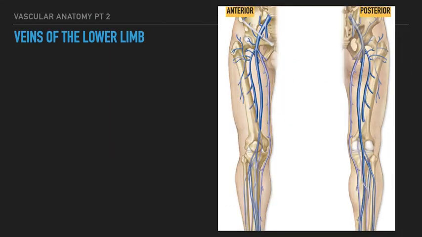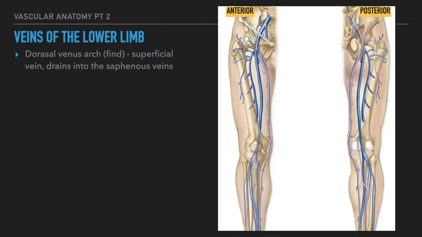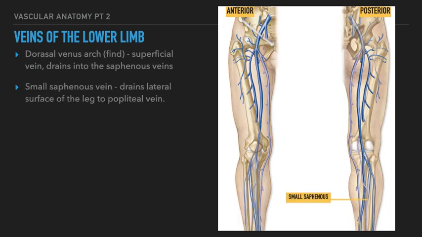All right, so now I want to describe the return of the blood starting in the lower limb with the dorsal venous arch of the foot, which is shown here. It's usually fairly easy to see if the patient is barefoot. It will drain into the saphenous veins. So the small saphenous vein, or short or lesser saphenous vein, is a superficial vein of the leg. It drains the lateral surface of the leg and then runs up the posterior surface of the leg to drain into the popliteal vein.